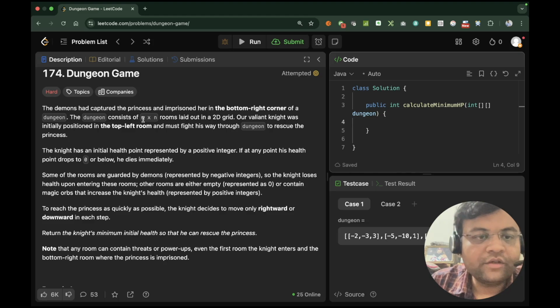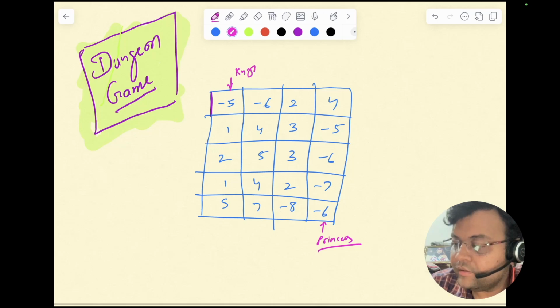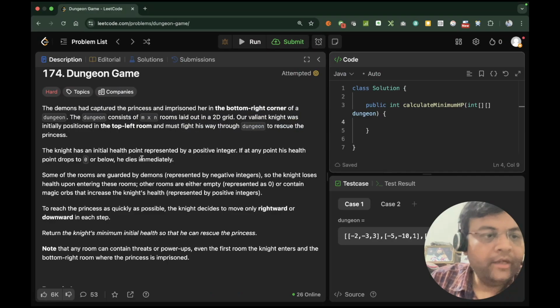Now the dungeon consists of M cross N rooms laid out in the 2D grid. So it's a two-dimensional array kind of. Our valiant knight was initially positioned at the top left room. So basically the knight position is here. So the knight is positioned here.